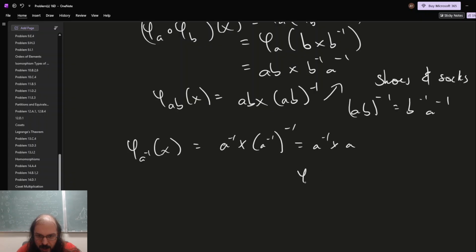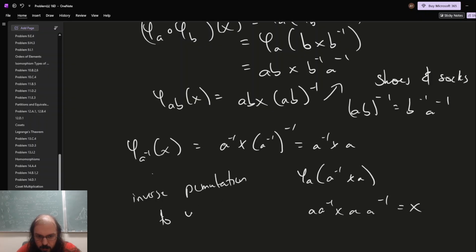Now, when I apply phi A to this, then I get A inverse, X, A inverse, which is, of course, just X. And that shows that phi of A inverse is the inverse permutation to phi A, which is what I wanted to show. All right, sorry about the confusion. I've got to double check that. Okay.